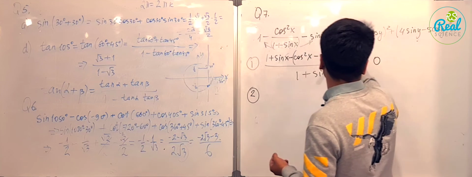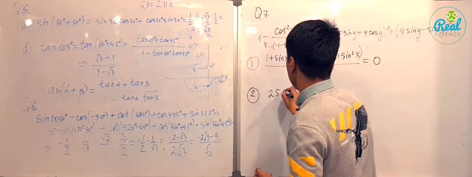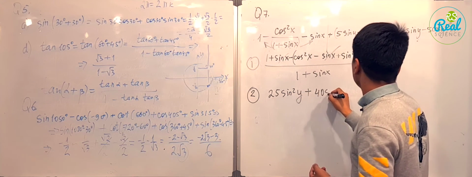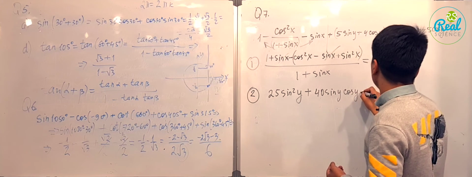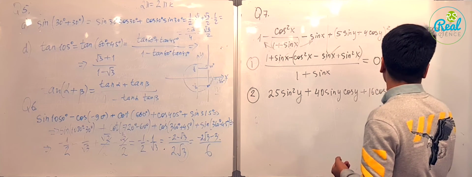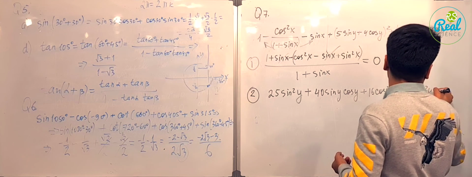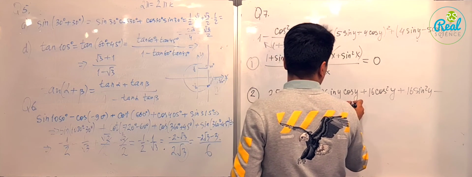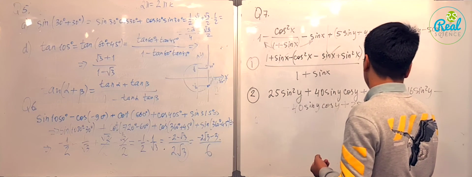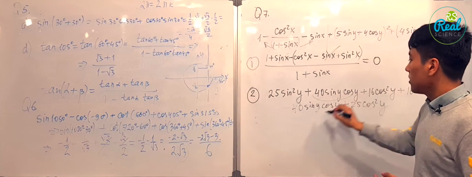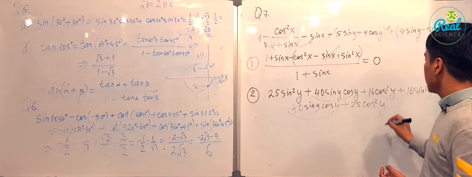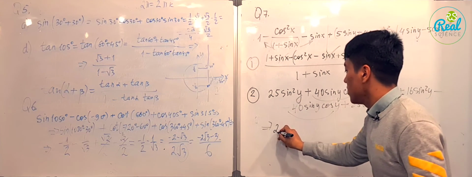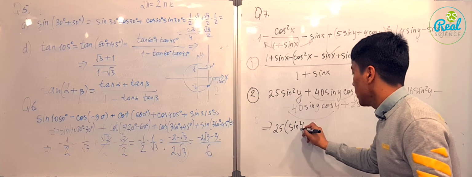And the second part, so we are going to open this one. 25 sine square y plus 40 sine y cosine y plus 16 cosine square y plus 16 sine square y minus 40 sine y cosine y plus 25 cosine square y. Look, this is positive, this is negative. Sum of them is? They will be reduced. 0. And 25 sine square plus 25 cosine square. Let's put 25 outside, yeah? Yes, and 1.